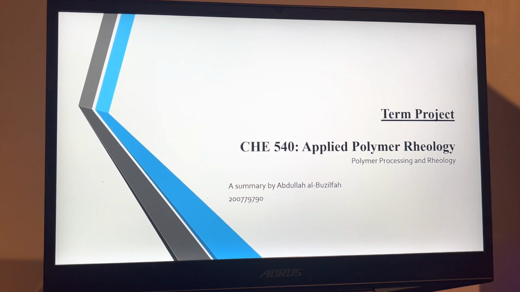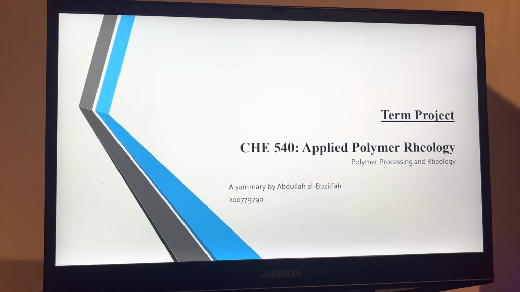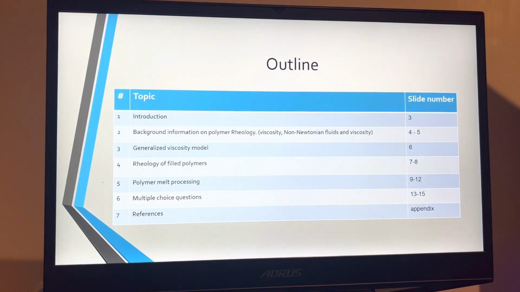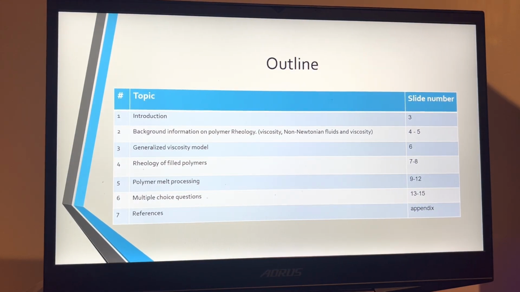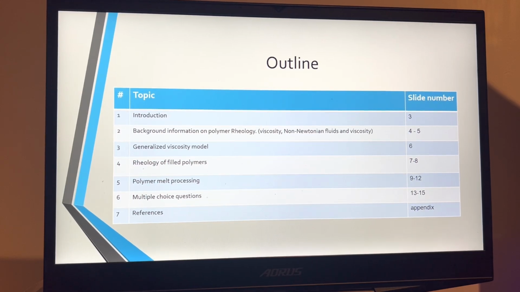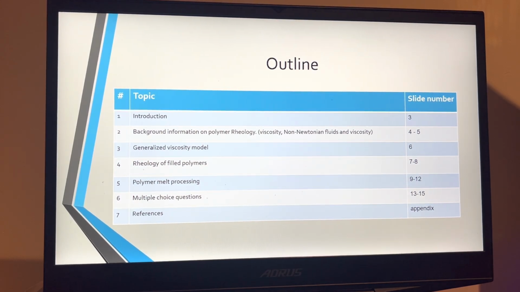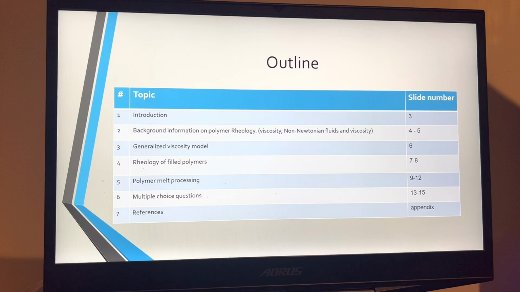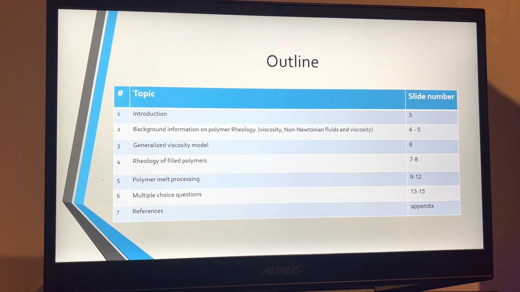This is a term project of applied polymer rheology, chemistry 540. As an outline, I will go through an introduction, then background information of polymer rheology, some generalized viscosity models, rheology of filled polymers, polymer melt processing, and then I will finalize with multiple choice questions.